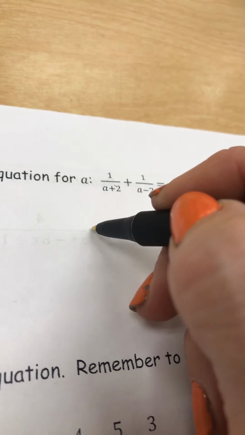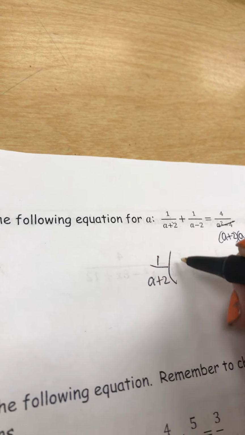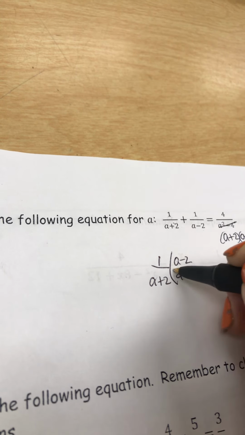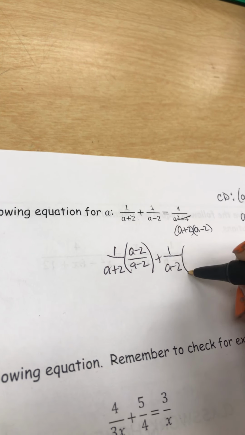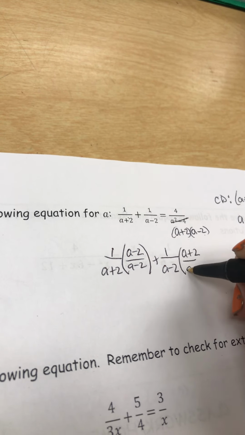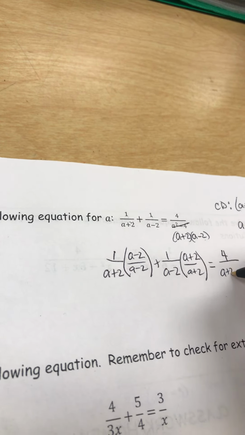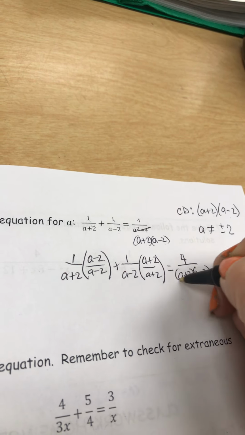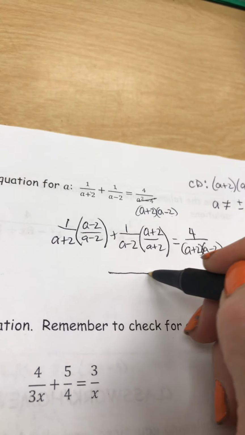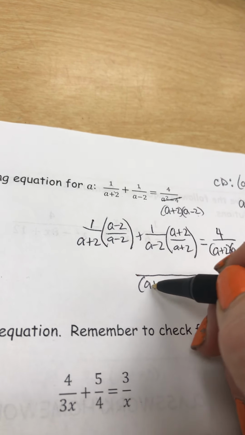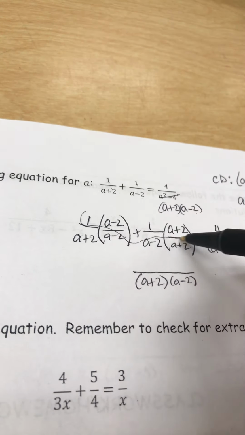So this 1 over a plus 2 is missing the a minus 2. And the 1 over a minus 2 is missing the a plus 2. And the 4 is not missing anything. It has them both. Okay? So just like in addition, we have a new denominator on this side that is common. And I'm going to multiply out the numerator.